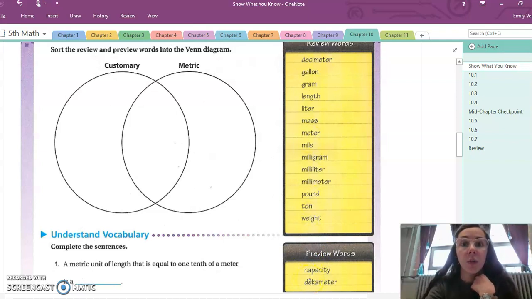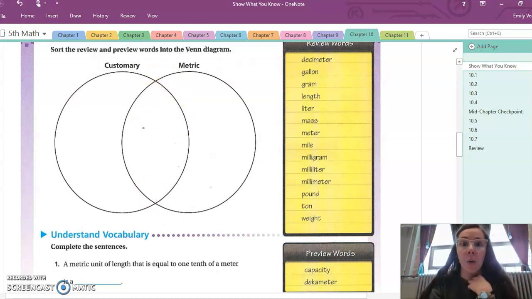Okay, so first thing, I want to know what's similar between them. And this is going to be a little bit tricky to figure out. Just pause the video real quick and glance through all of these words and see if you can figure out which words fit for both. It's not just metric and it's not just customary, but it goes in both. There are 3 words I want you to find. Okay, pause the video, see if you can find 3 words that fit in for both.